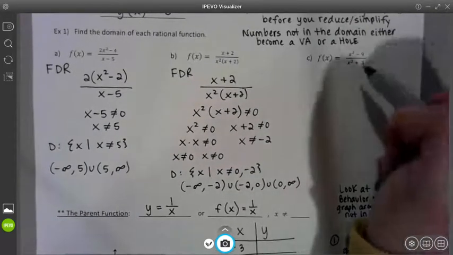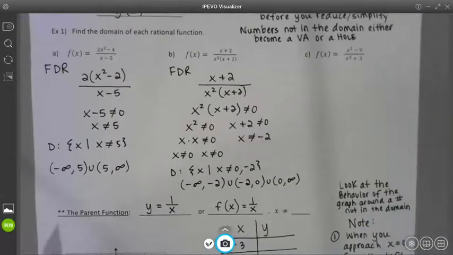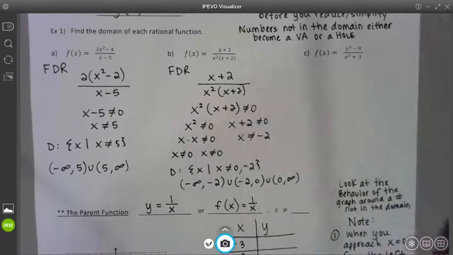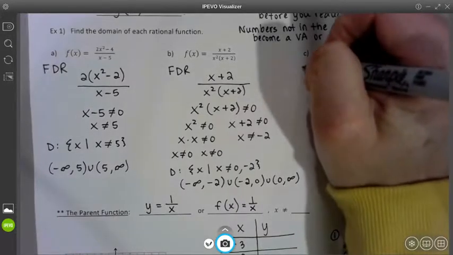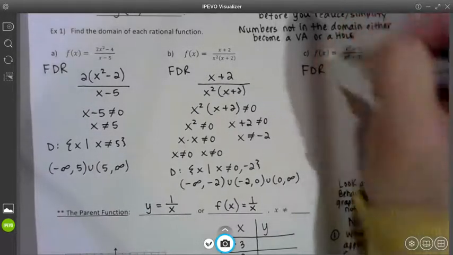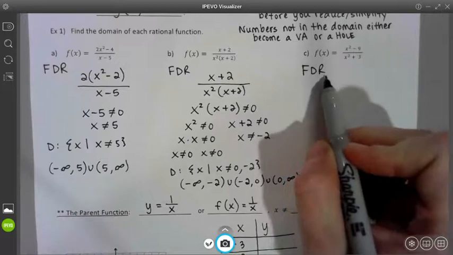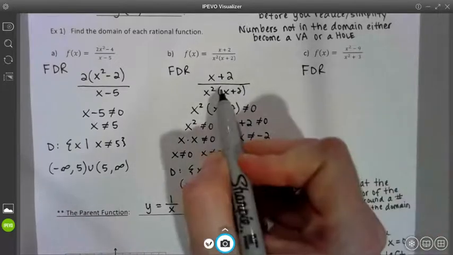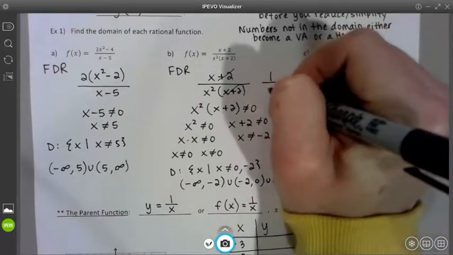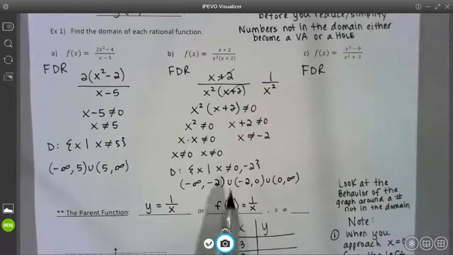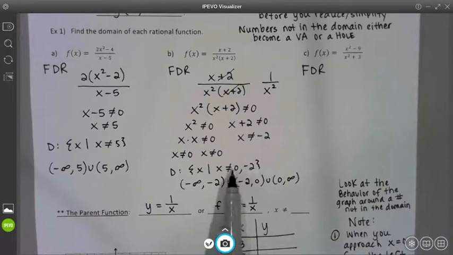Okay. All right. And then lastly, if I had to find the domain of this one, and again, I'm probably doing too many examples, so I apologize. If I had to find the domain of this rational function, I would do FDR. I would factor it, I would find the domain, and then I would reduce. All right. Now in this case, the x plus 2's would be allowed to cancel, and you would reduce to 1 over x squared. The domain is still x can't be 0 and -2.